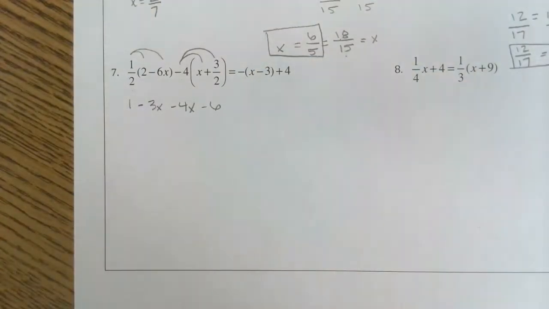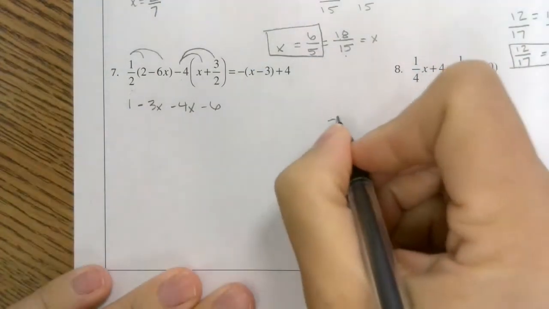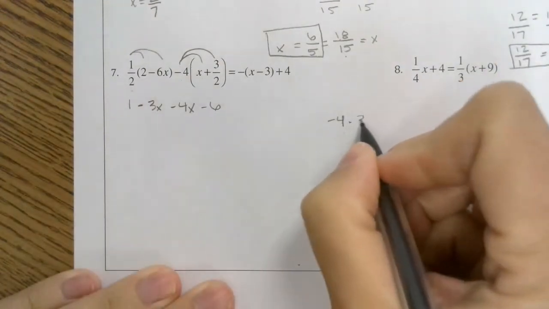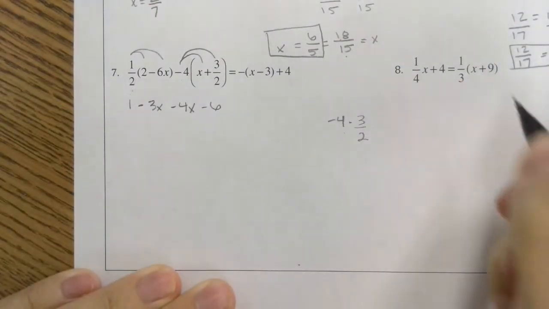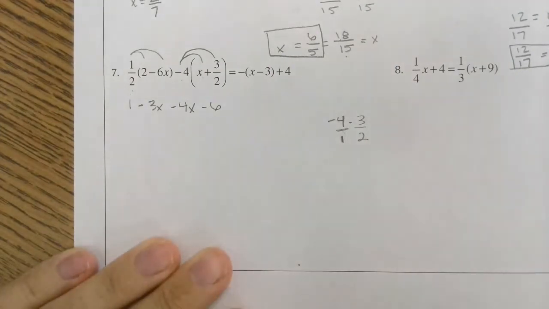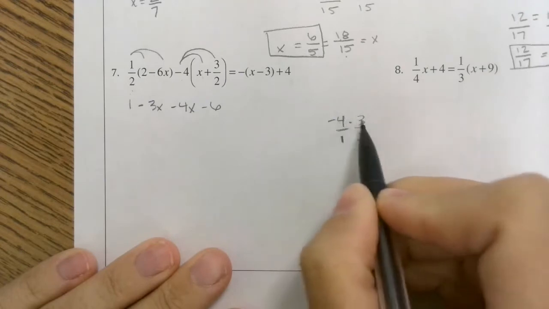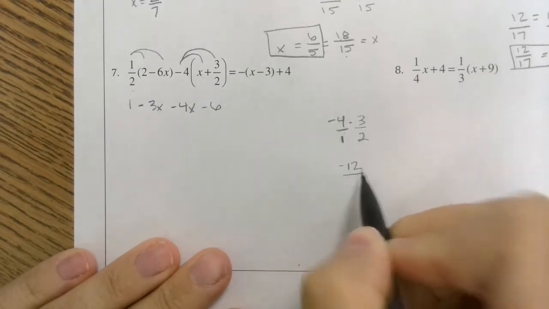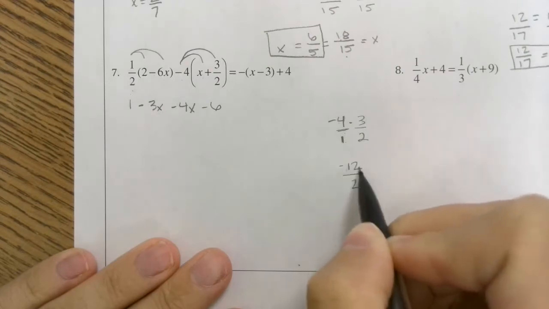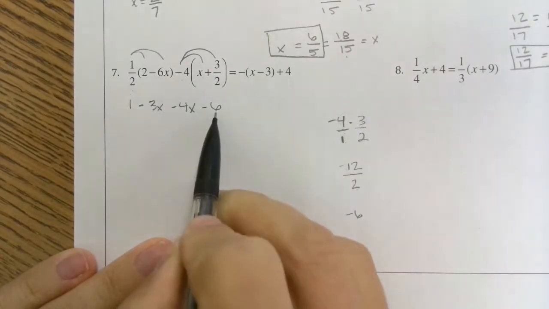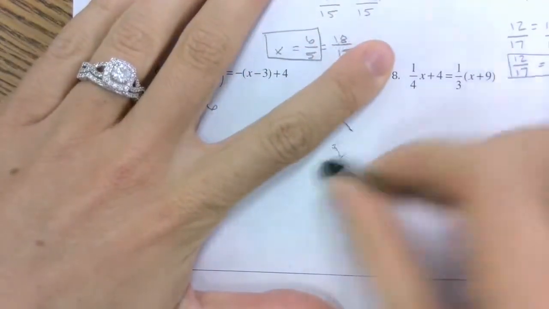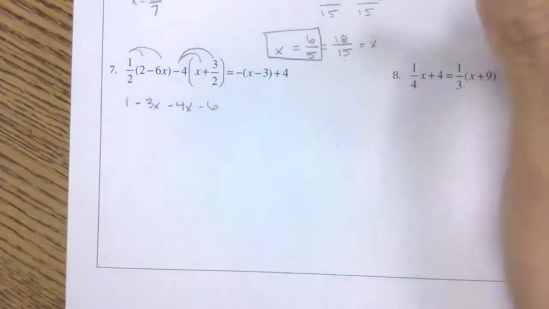Okay, and I'm going to quickly show you why this works. So if I do -4 times 3 over 2. Well, this is technically like -4 over 1. So if we multiply across, -4 times 3 is -12. 1 times 2 is 2. -12 divided by 2 is -6, which is what we got here in the calculator. So that's the actual math behind that calculator work.